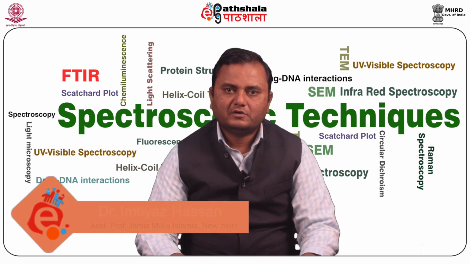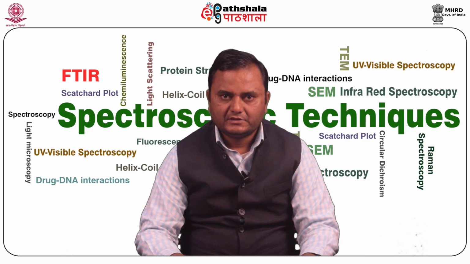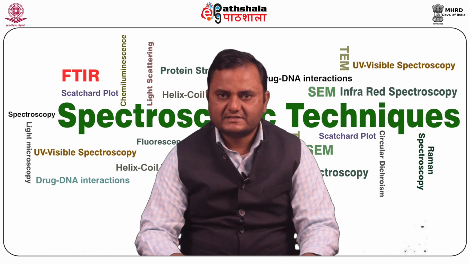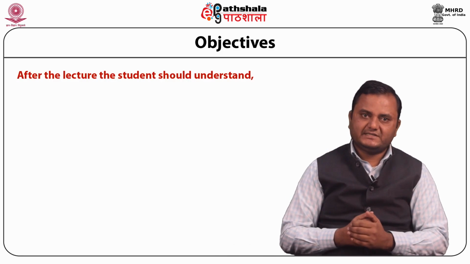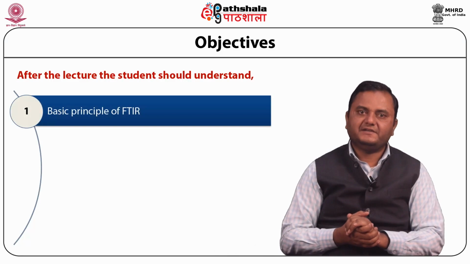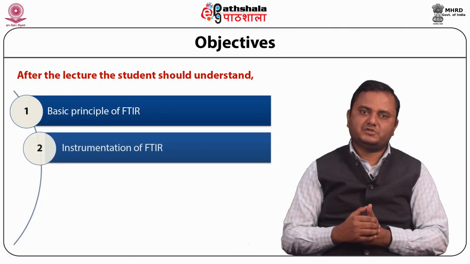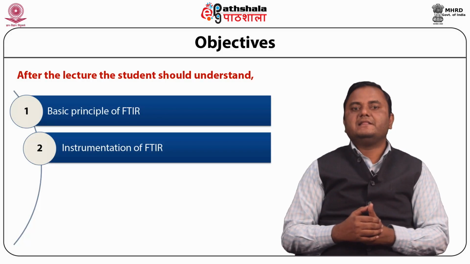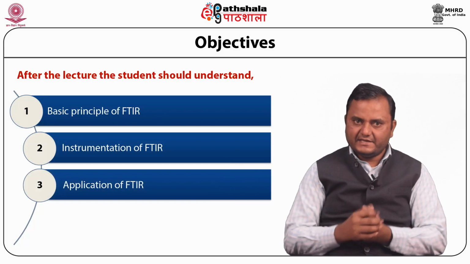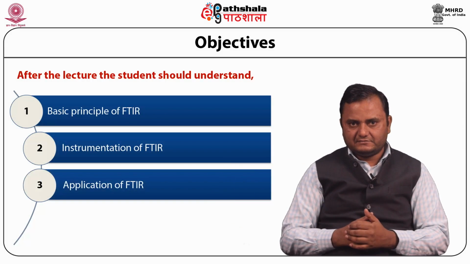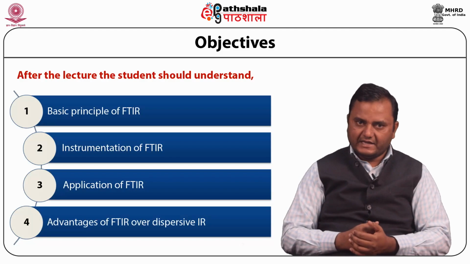Today we are going to talk on the module Fourier transform infrared spectroscopy used in molecular biophysics, part 2. After studying this module, the student will be able to understand the basic principle of FTIR spectroscopy. Then we discuss the components of the instrument of the FTIR, and then the application of FTIR in different disciplines, and at last the advanced features of the FTIR over the dispersive IR spectrometer.